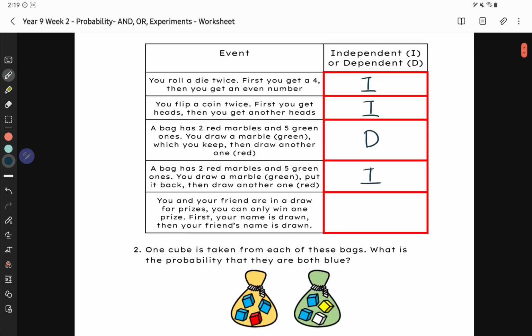Last one. You and your friend are in a draw for prizes. You can only win one prize. First, your name is drawn, then your friend's name is drawn. So is that dependent or independent? That's dependent, because there's only one prize, one person gets it, the next person does not.